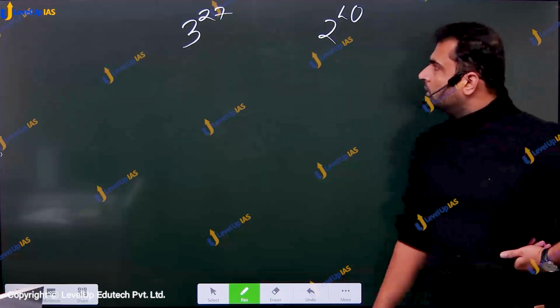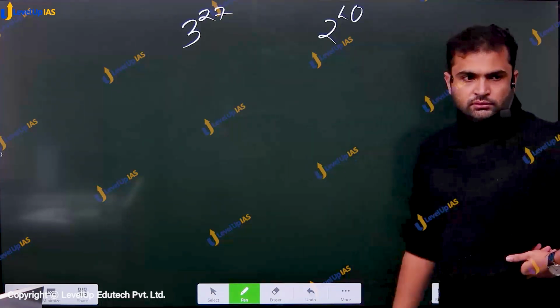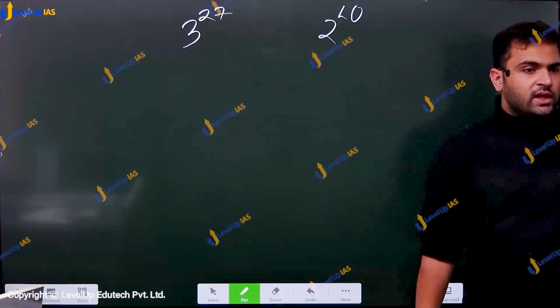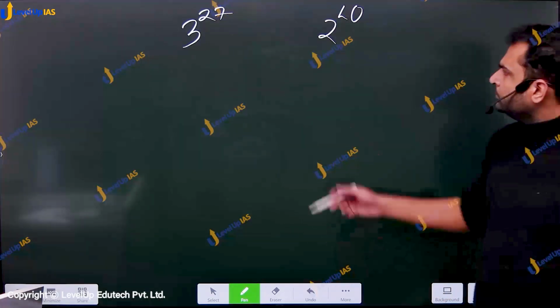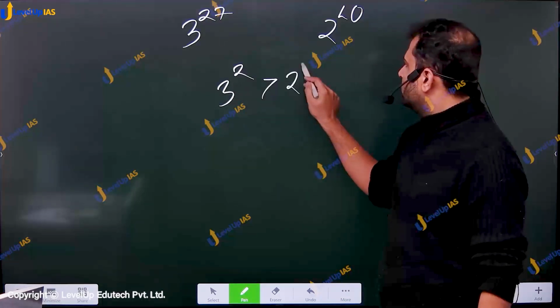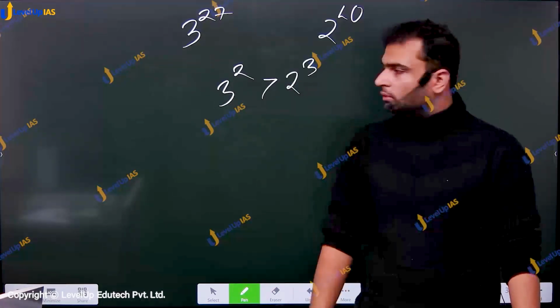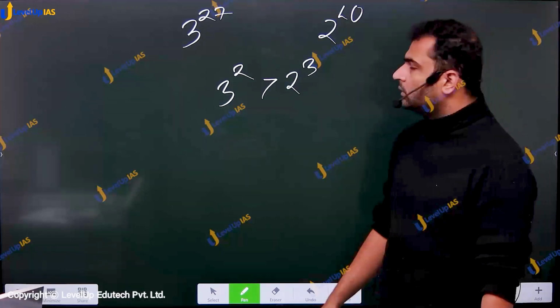Okay. You still feel this should be bigger? Okay, let's try to go with his hunch. If he's wrong, we'll arrive at the wrong answer. So what do we have? We definitely know that 3 square is greater than 2 cube. That we know. Now from here we go to here.